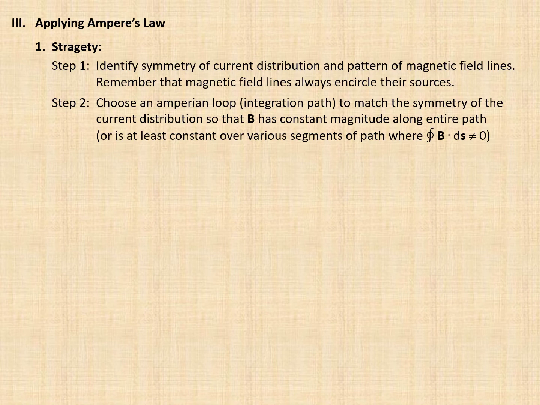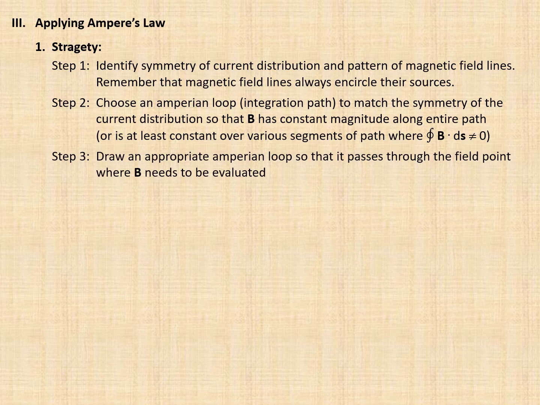Now you recall in the last example we looked at, we saw that by choosing that rectangular Amperian loop, the magnetic field was constant in magnitude over each segment of the loop, or it was perpendicular to the infinitesimal displacement vector ds, such that the value of the line integral was 0 for those portions of the path where the magnetic field was not constant.